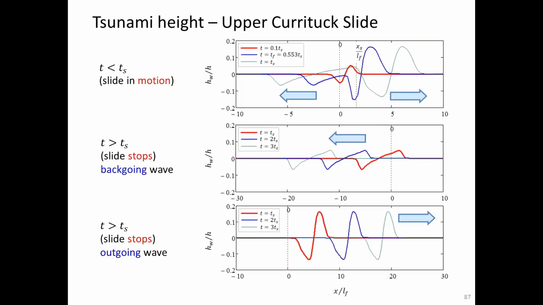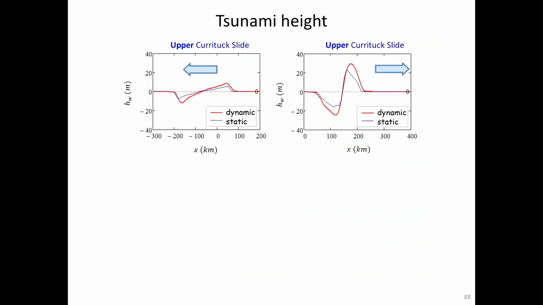So you can see the backgoing wave and the outgoing wave. The backgoing wave is the tsunami wave opposite to the landslide direction, and the outgoing wave is the tsunami wave in the same direction as the landslide. You can see the same wave patterns are propagated backwards and outwards, right? So in the very vast wide ocean, we may need to think about the attenuation of this wave as well. But for now, I'm basically trying to calculate how much wave is generated here.